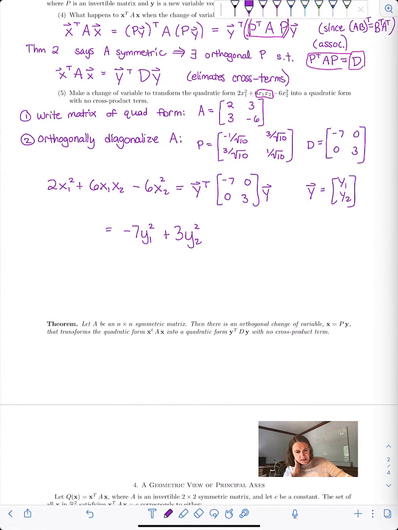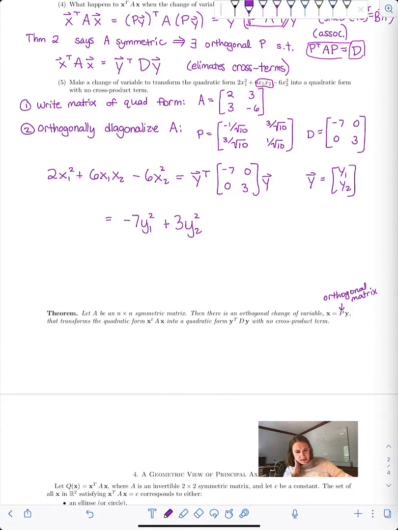And so we have a theorem that says if you have a square symmetric matrix, then there's an orthogonal change of variable, and we call it an orthogonal change of variable if that P is an orthogonal matrix, that actually, and this should be x to the capital T, x transpose, that actually transforms this quadratic form into a quadratic form with the different variable with no cross product term. And so what this theorem really says is that you can always do this.